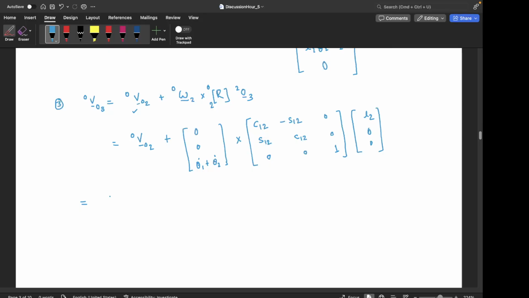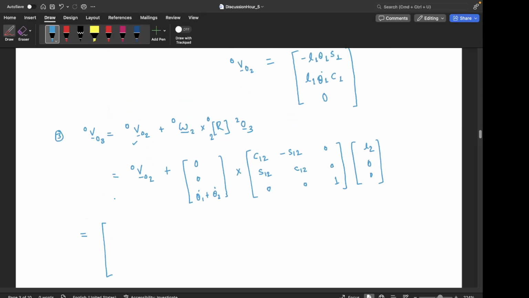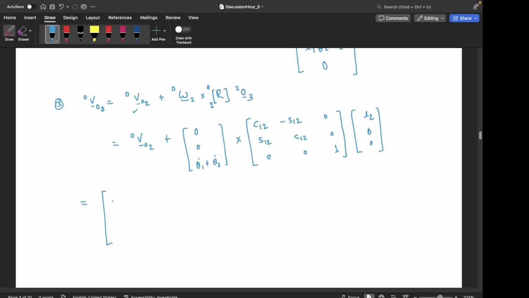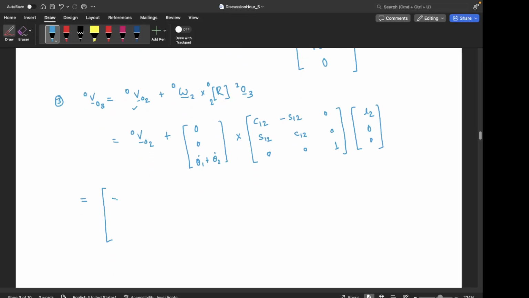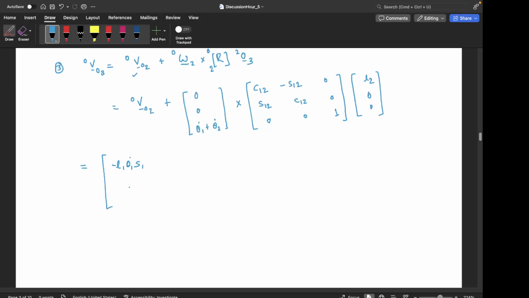So this term is minus L1 theta 1 dot S1, L1 theta 1 dot C1, 0, this is it, then cross with 0 0 theta 1 dot plus theta 2 dot, and with this, again it will be L2 C12, then L2 S12 and 0, right?